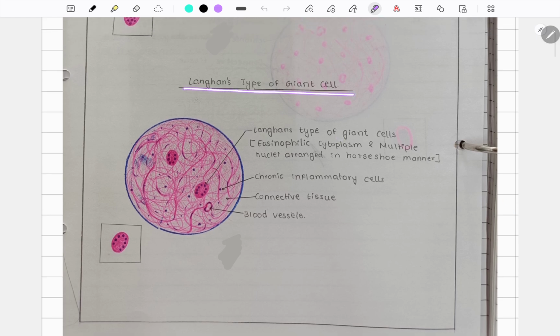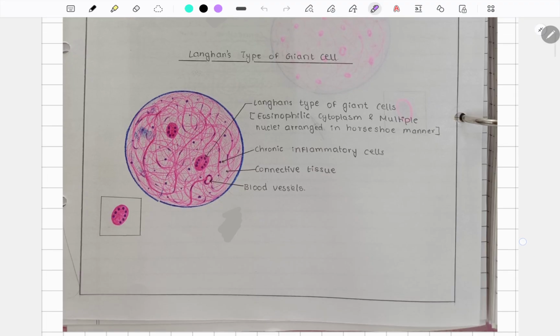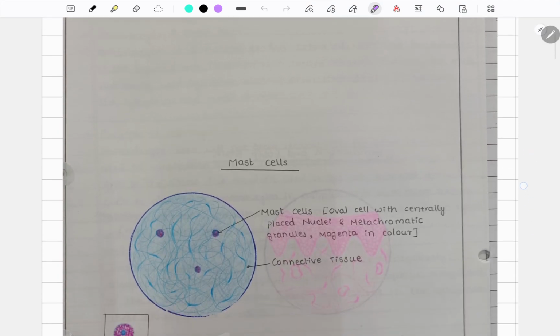Then Langerhans type giant cells. In Langerhans type giant cells also the cells will be of bigger size and multinucleated, but the nuclei will be arranged in a horseshoe shaped manner. As you can see, the nuclei are arranged in a horseshoe shaped manner. They won't be scattered throughout the cytoplasm. So this will be the identification feature and the diagram.